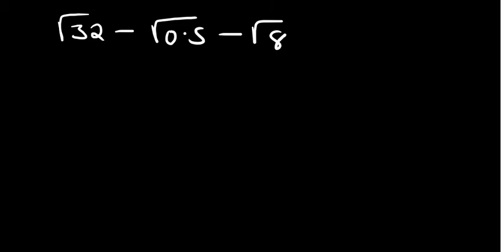Okay. On the part of simplifying, we have one more that we can look at. Let's say they give you the root of 32 minus the root of 0.5 minus the root of 8. You can try that one out before you get to see the solution.